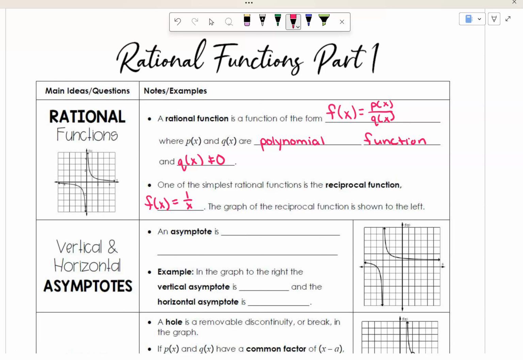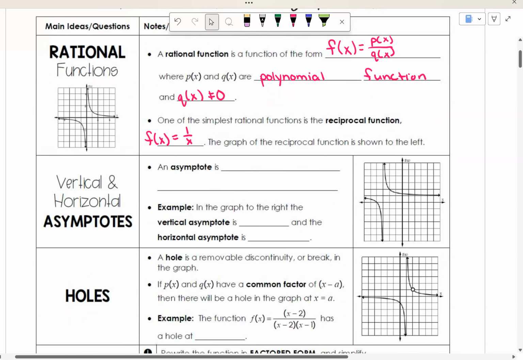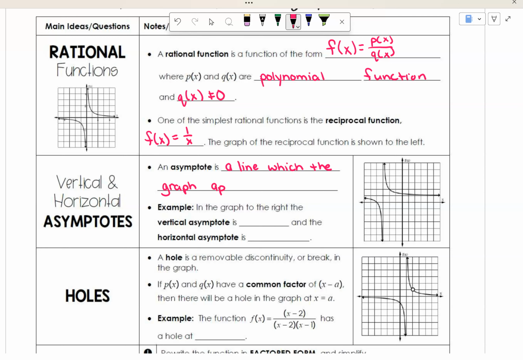So let's start talking about the different parts that we're going to see with a rational function. So the first one is an asymptote. So basically, this is a line which the graph approaches.